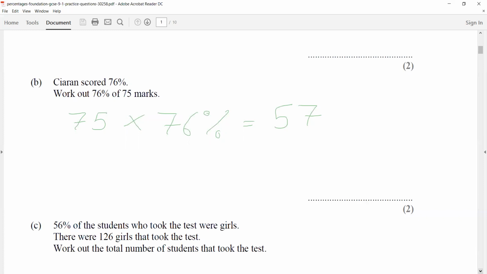The alternative way to do that, if you haven't got a percentage button or you're not sure about where it is, turn your percentage into a multiplier, being the decimal equivalent. So divide it by 100, gives you 0.76. Again, we're still going to multiply with it. So 75 multiplied by 0.76 gives us that answer of 57 again. Okay, so two different ways of doing it, but I would be writing down my working out.